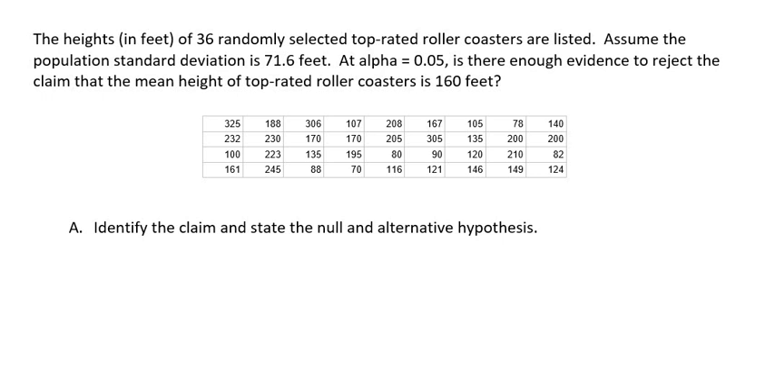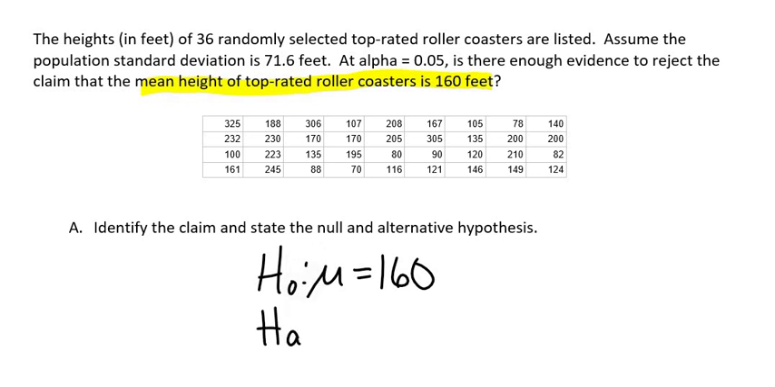Part A. Identify the claim and state the null and alternative hypothesis. Let's highlight the claim. The claim is that the mean height of the top-rated roller coaster is 160 feet. How would we write this using mathematical symbols? We could say that mu equals 160. Notice that this one has an equal sign in it, therefore this one must be the null hypothesis. Remember that the alternative hypothesis is going to be the complement, or what's opposite.